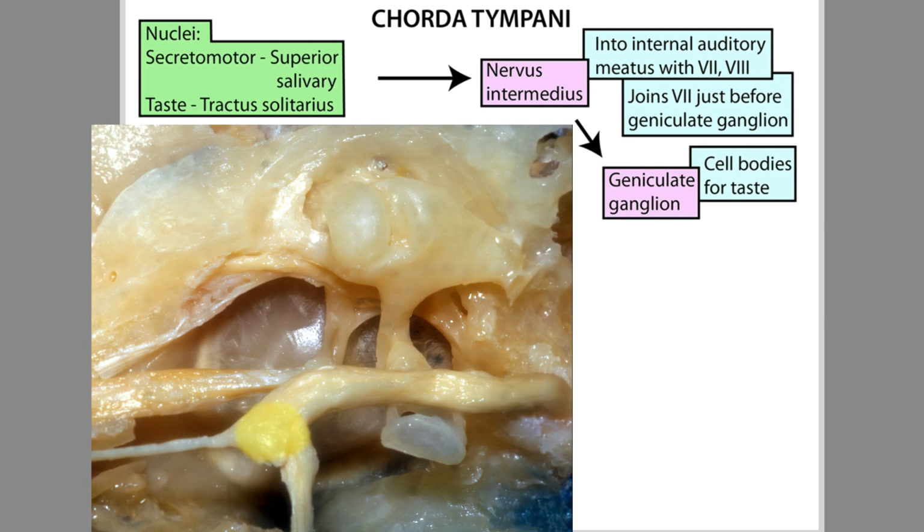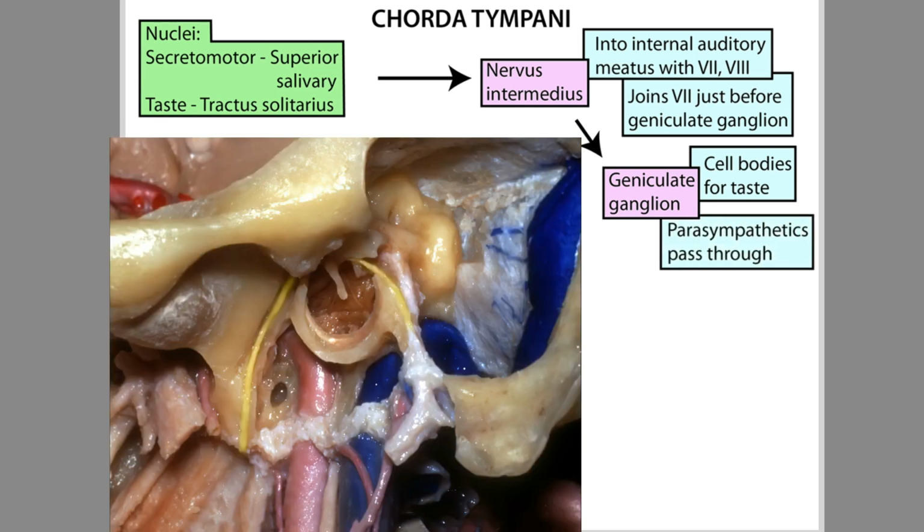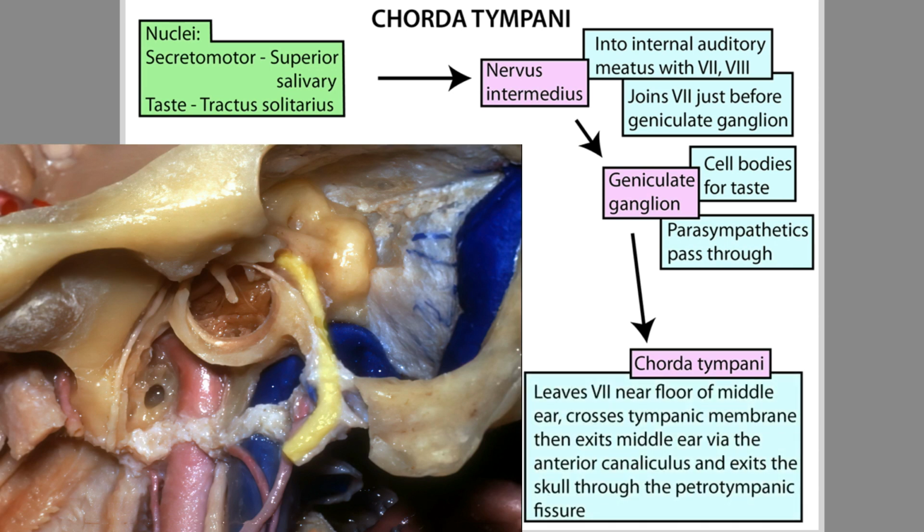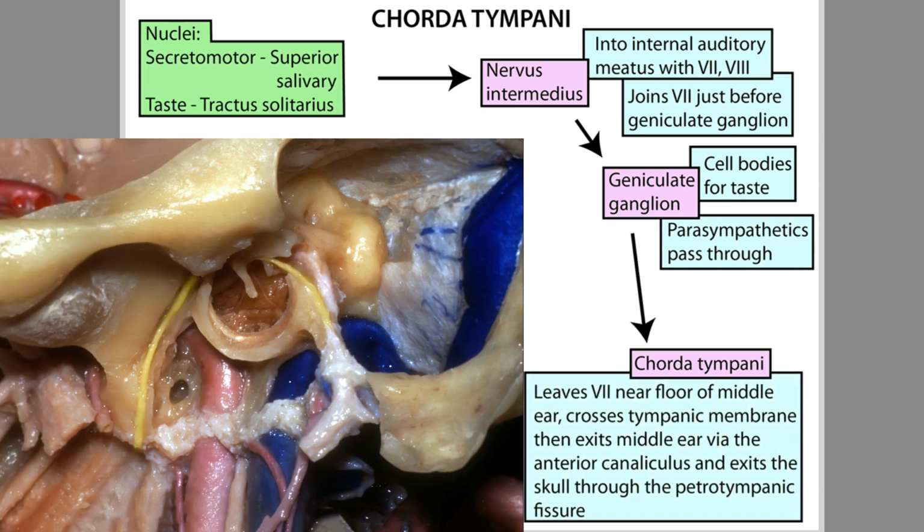We see that the geniculate ganglion is simply a mass of cell bodies for taste, and also the cell bodies of the small amount of sensory fibres that occur in 7. The parasympathetic fibres simply pass straight through the ganglion with, of course, no synapses. The chorda tympani leaves the facial nerve near the floor of the middle ear. It crosses back into the middle ear, crosses the tympanic membrane, and then exits from the middle ear via the anterior canaliculus and exits the skull through the petrotympanic fissure.